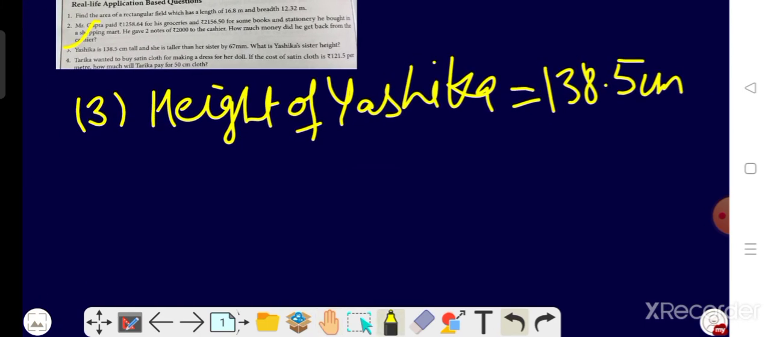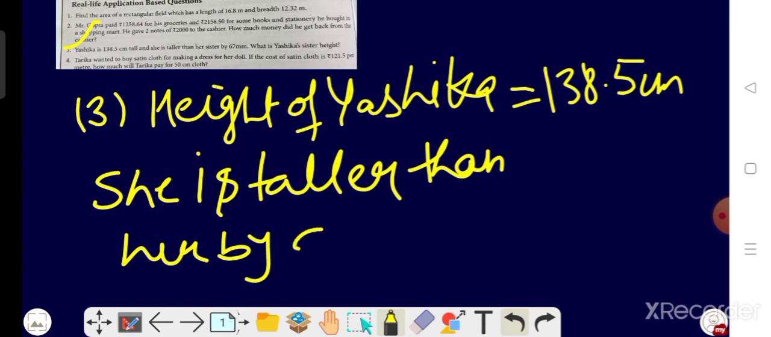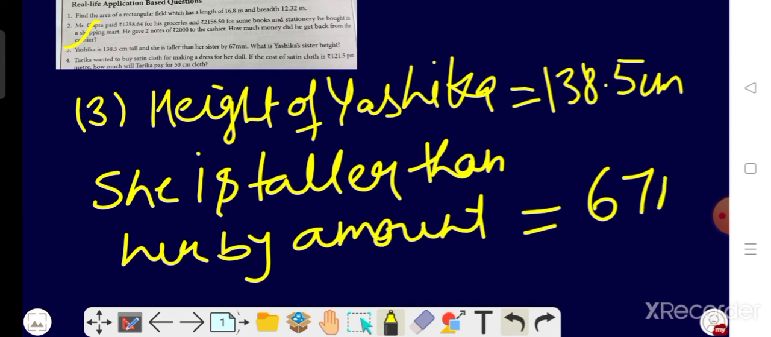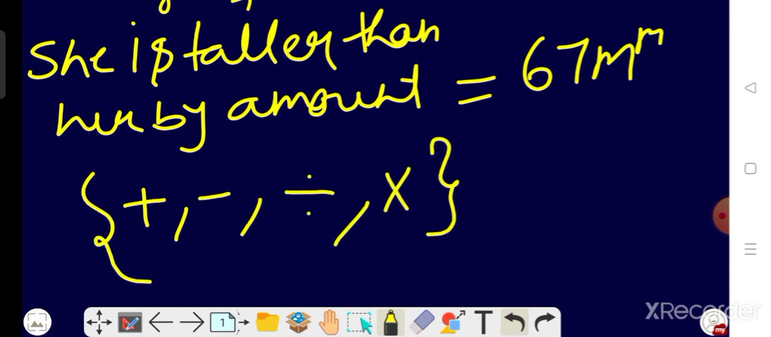Now she is taller than her sister by an amount of height that is equal to 67 millimeter. Now to solve this question, firstly we have to understand a thing beta, that the operations addition, subtraction, division and multiplication are applicable only on the same units.